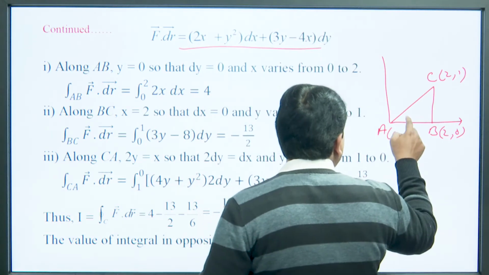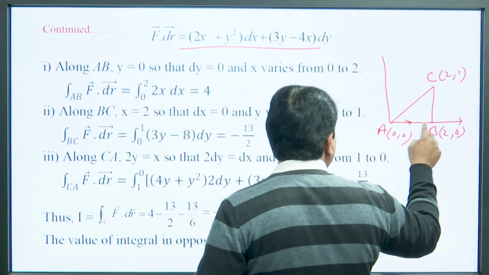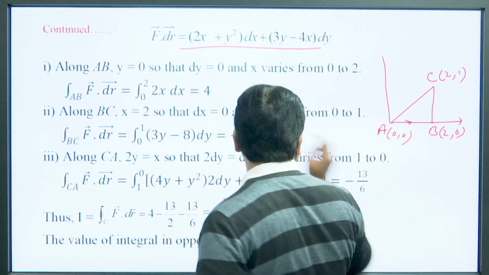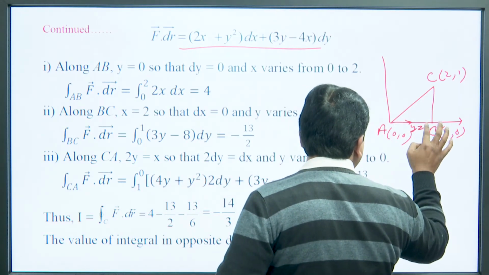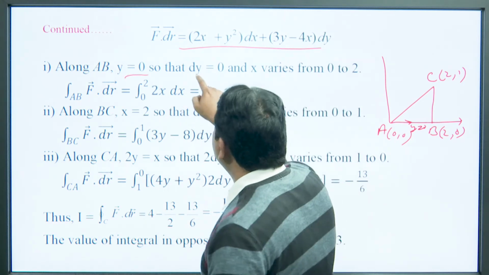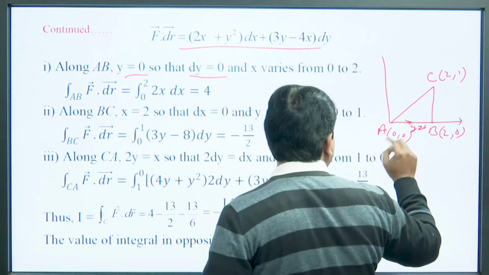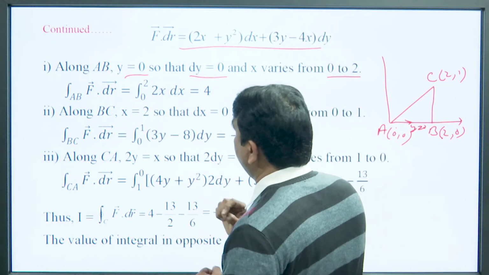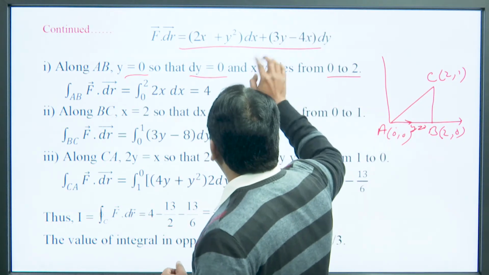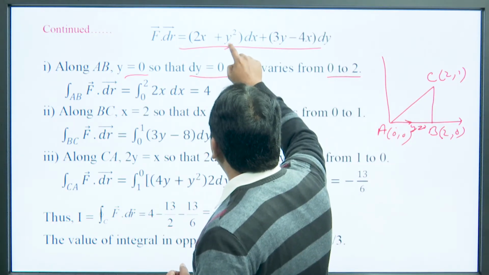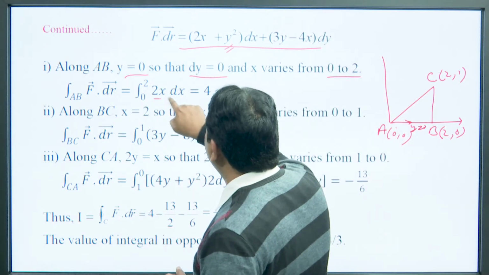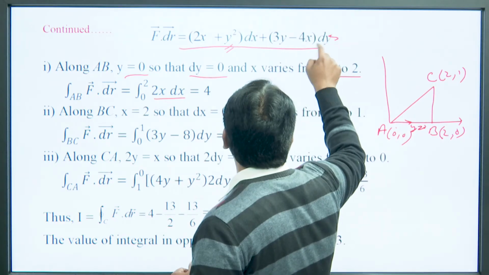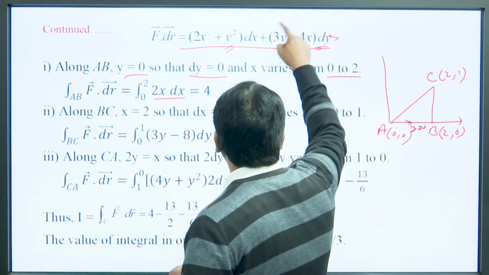So, if we want to evaluate along AB, then along AB y is equal to 0. This is the line y equal to 0, so dy is equal to 0 and x varies from 0 to 2. Here y is 0 and dy is 0, so we get 2x dx, and dy is 0, which means this term becomes 0.